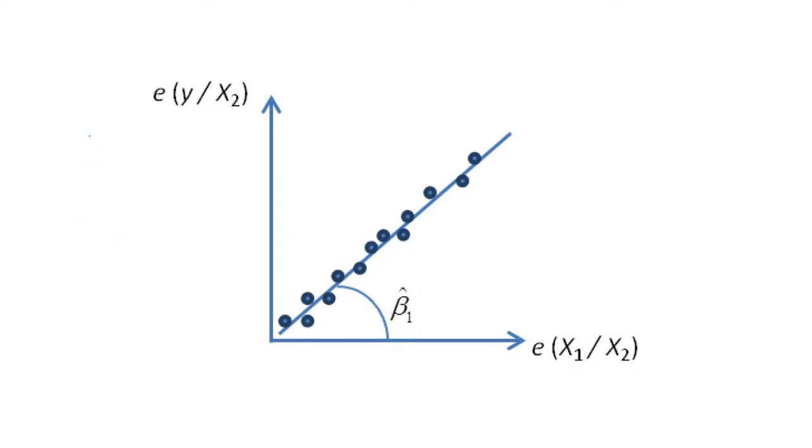This plot looks like this, for example, like this. So if x2 enters this model linearly, then this partial plot looks like this.